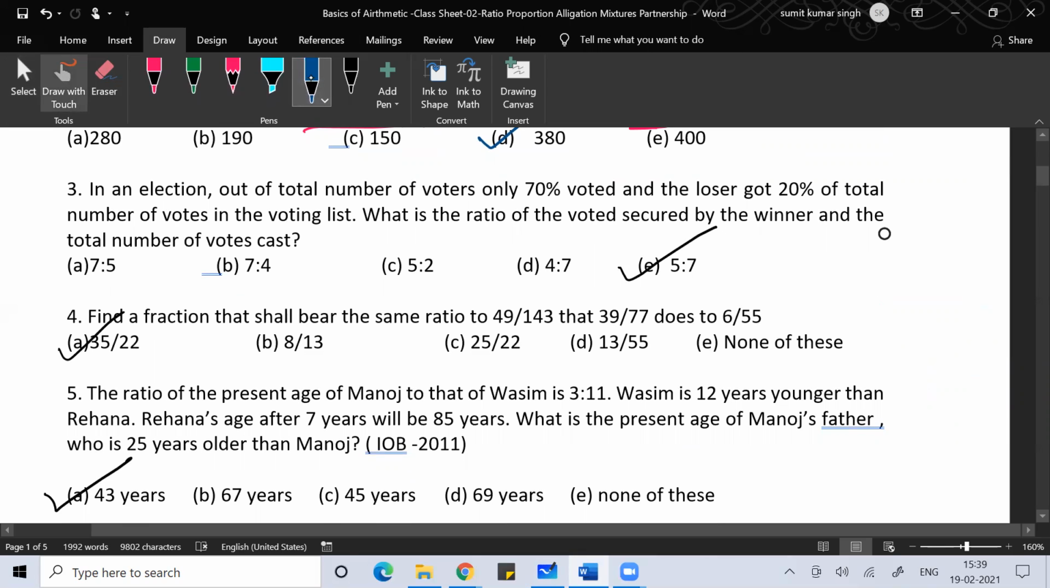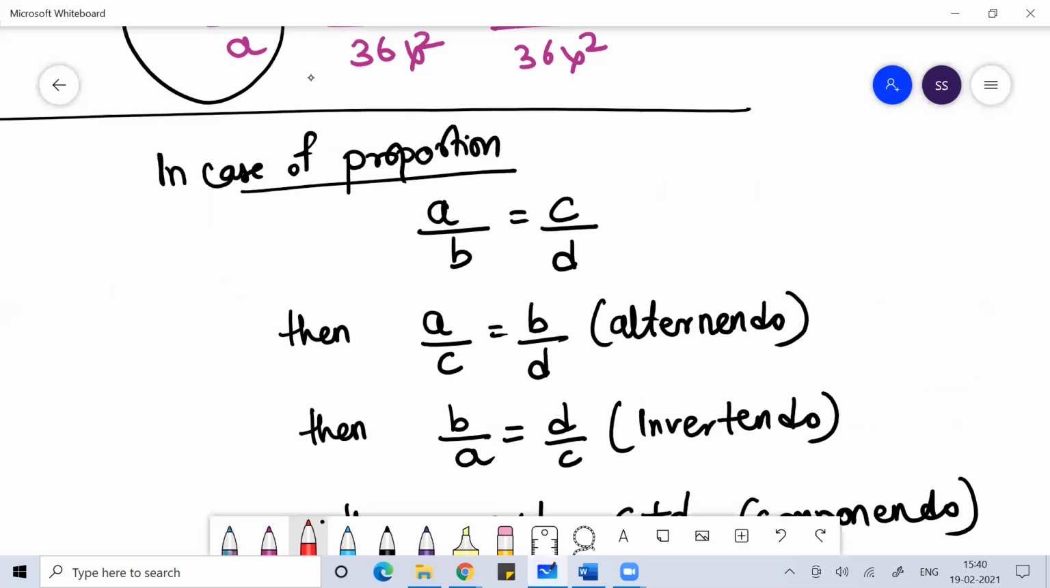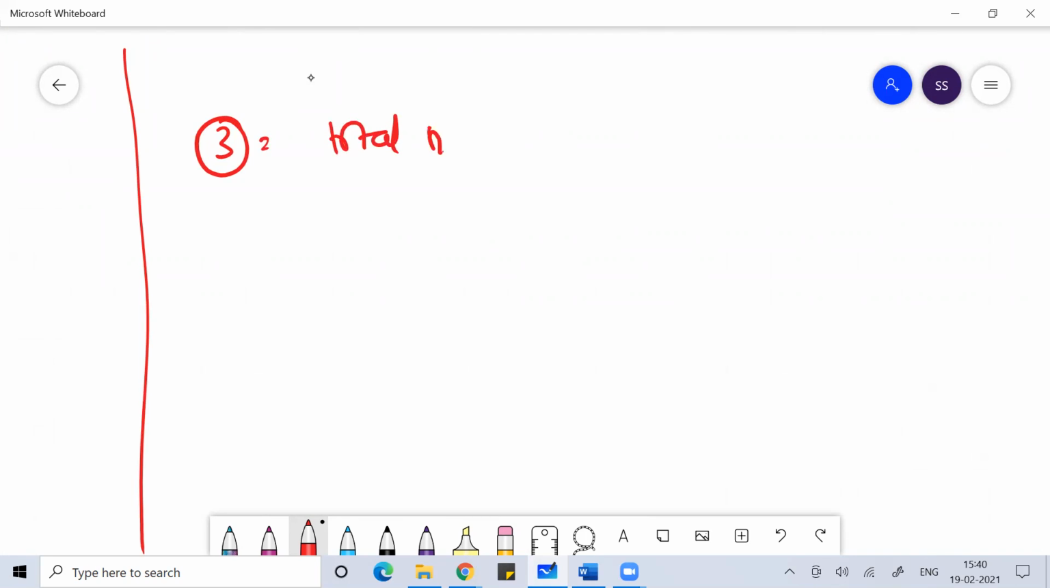In an election, out of the total number of voters, only 70% voted, and the loser got 20% of the votes in the voting list. What is the ratio of votes secured by the winner and the total number of votes cast? So total number of votes cast, I'm assuming that as 100. Let the total number of votes cast be 100.